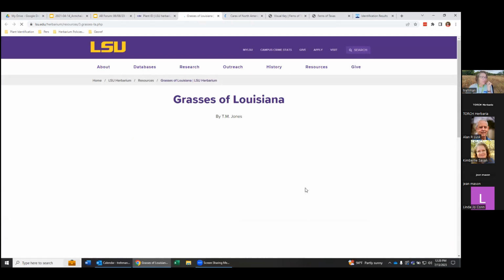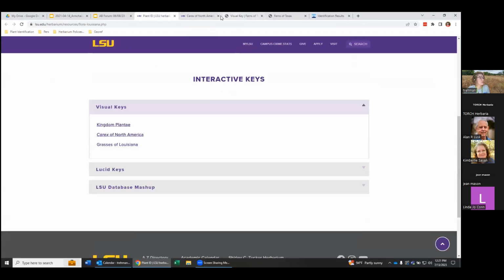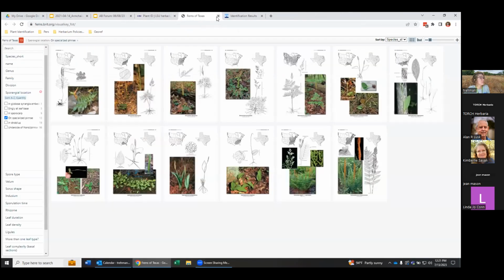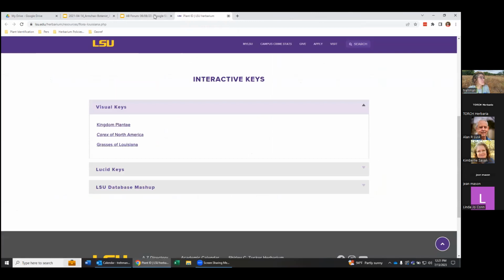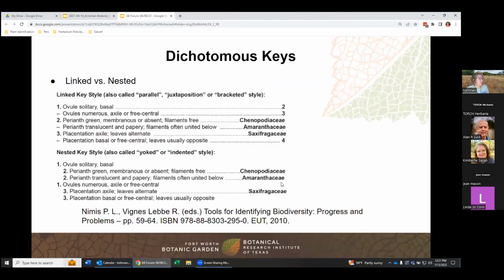I won't go into these, but each of these is a visual key, much like you saw with Ferns and Lycophytes of Texas. You make some choices on the left-hand options. You're basically filtering like you would do in a shopping cart on Amazon. And I'm closing these out because we're missing all of them.